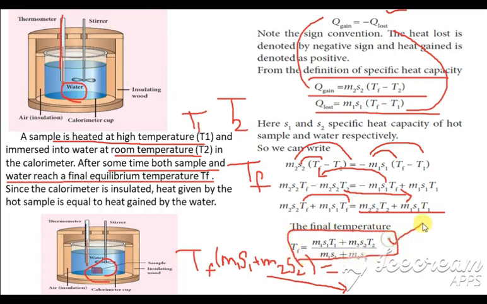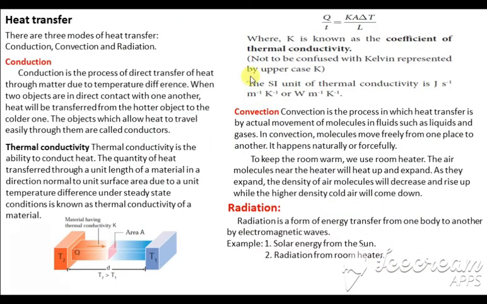Okay, so this is the equation for the calorimeter. In this calorimeter we can find the final temperature. Next we are going to see heat transfer. How heat is transferred: there are three modes of transfer. They are conduction, convection and radiation. So we are going to see these one by one.